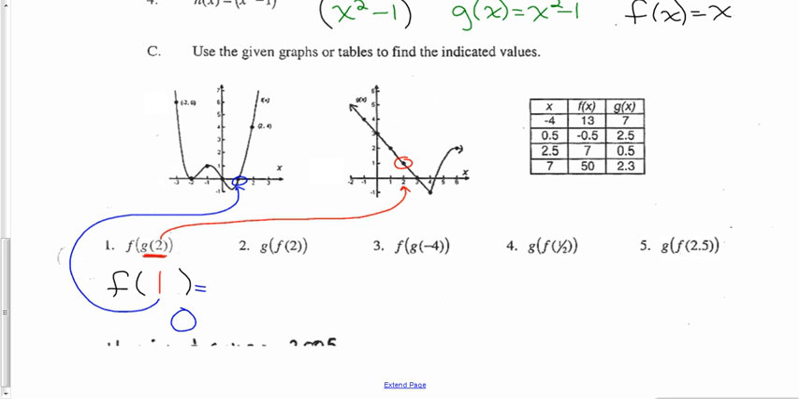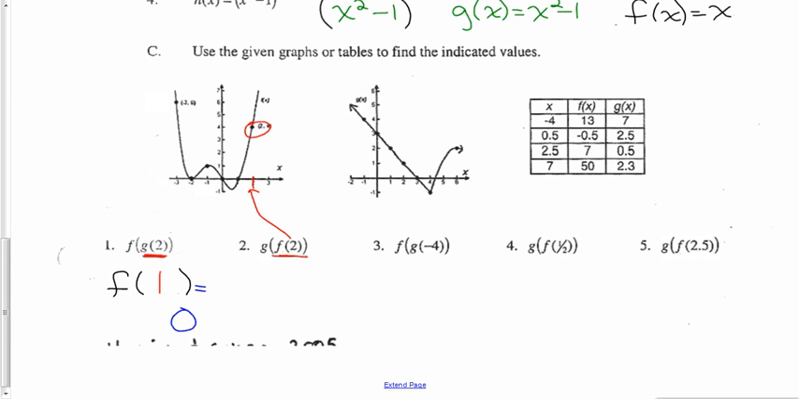Number 2. In number 2, I'm going to take 2 and I'm going to plug it in to f first. So I'm going to take my 2, plug it into f, which is right here, and that y value is 4. So now I know that that y value is 4, and I also have to take g of 4. So then I take my 4, I plug it into g, and the output of that is -1. So g of f of 2 is -1.